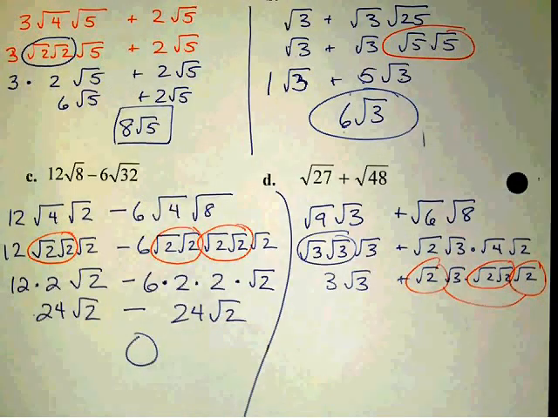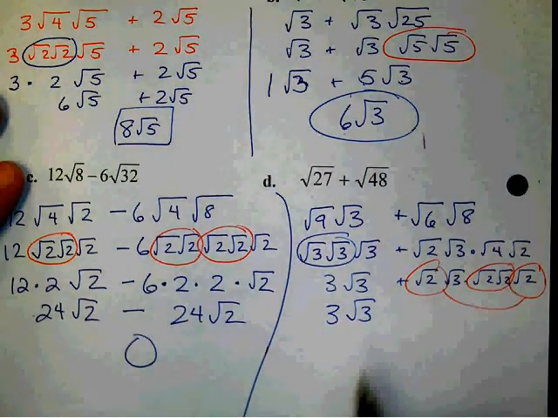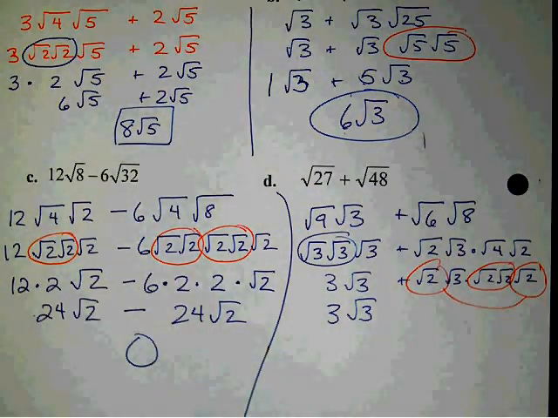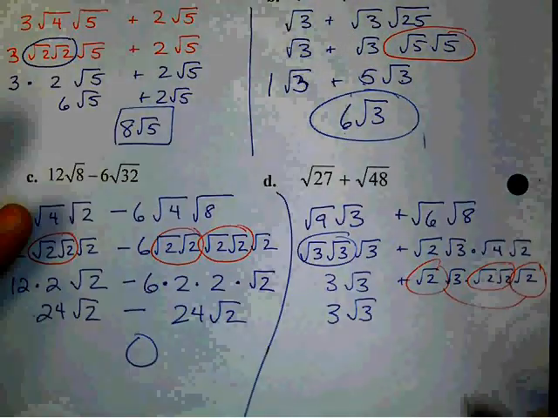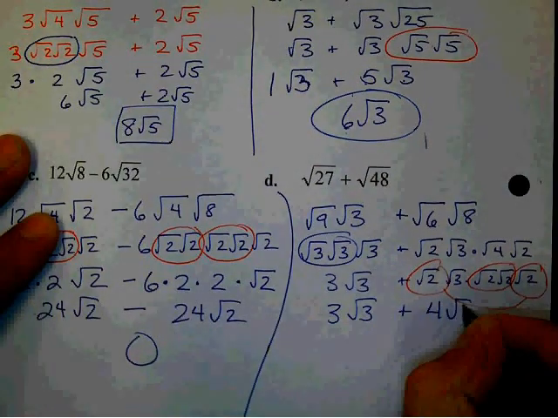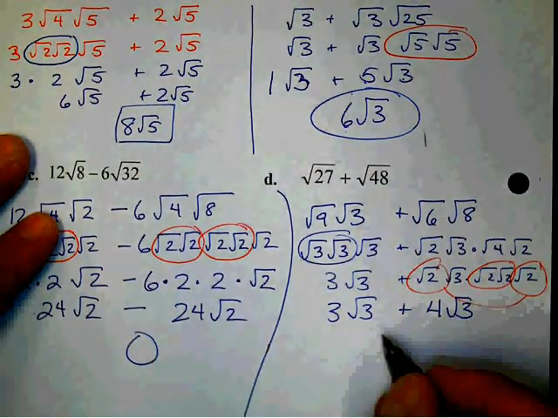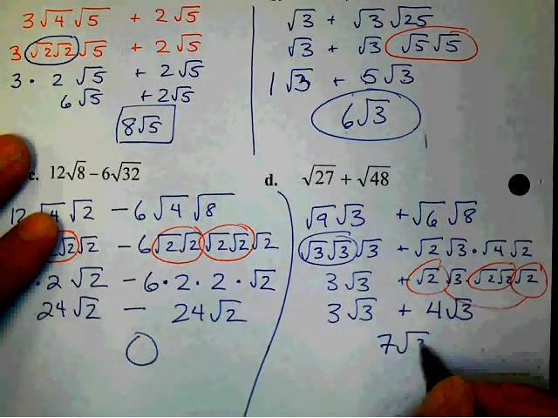What's the back half going to be? Help me here. Wait, are you allowed to do that? Sure, go ahead. Just because they're not written next to each other, that's okay. This 2 goes with that 2. So how many pairs do I have back here? I have 2 pairs. So 2 times 2 is 4. So what's my answer? How many root 3's? 7 root 3's.